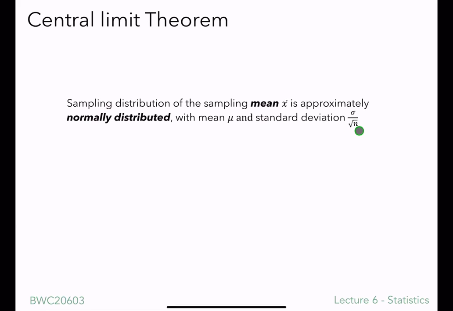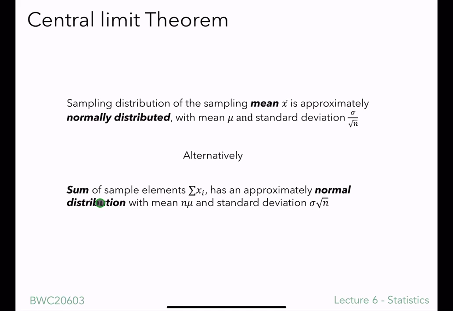But if you're not using the sample mean as the statistic and we are using the sum of the sample elements, then the sampling distribution will have an approximately normal distribution. Okay, and the mean of that distribution will be n, the sample size, times the mean of the population, and the standard deviation will be the standard deviation of the population times the square root of the sample size.